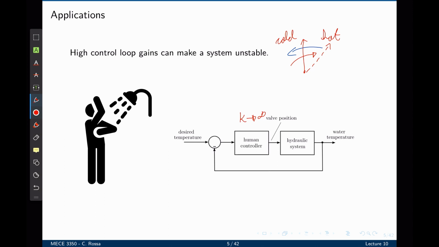A very small negative error multiplied by a very large control gain will now result in the valve being turned all the way to cold. Once the valve is in the cold position, the water temperature will decrease slowly. And again, when the water temperature is below the desired temperature, the valve will go all the way to the hot position. This continues back and forth, and the system never reaches equilibrium.